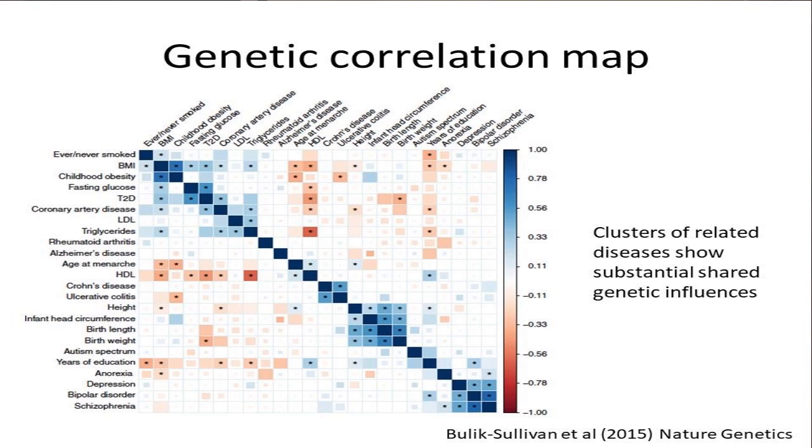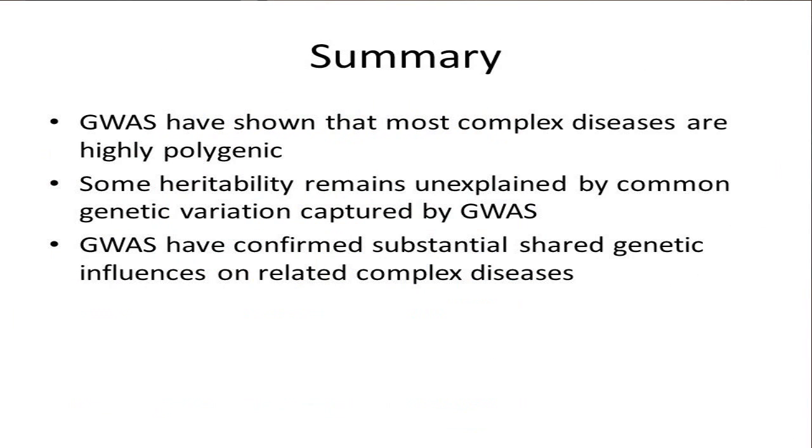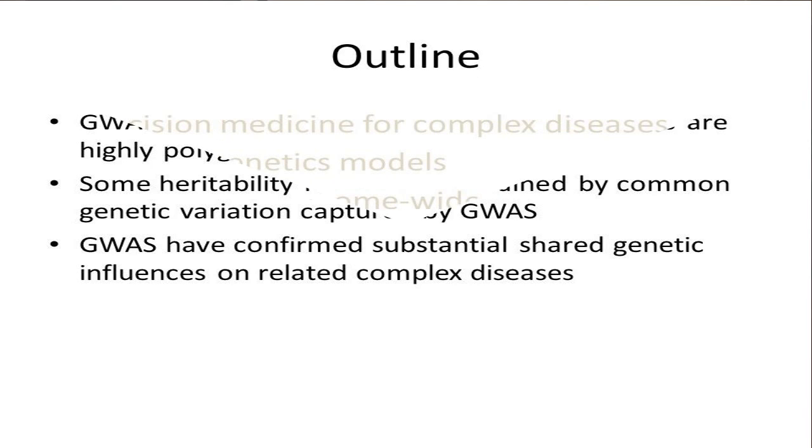So shared genetic influences are very common. That suggests that many genes have pleiotropic effects, that the effects are not specific to one disease, but may be on multiple diseases. So in summary, GWAS has shown that most complex diseases are highly polygenic. The classical polygenic model is a pretty good description of complex diseases, a pretty good model. Some heritability remains unexplained by common genetic variation captured by GWAS, which leaves room for other types of variation, particularly rare variants. GWAS have confirmed substantial shared genetic influences on related complex diseases. Twin studies already hinted at this, so it's been confirmed by genome-wide association.